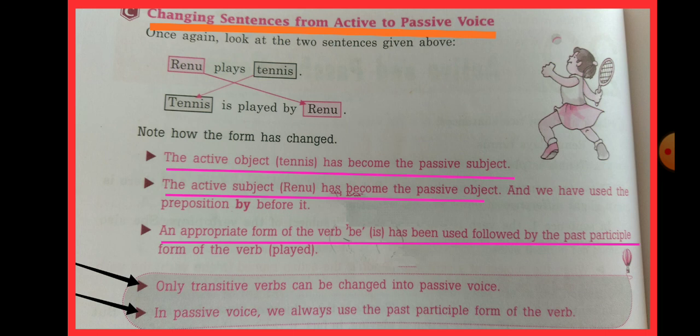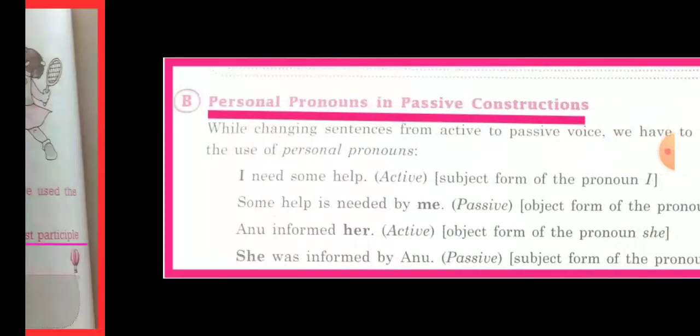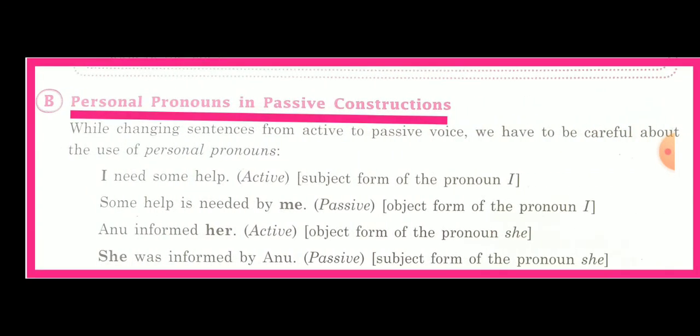So you have to remember that only the sentences in which transitive verbs are used can be changed into passive voice. And in passive voice we always use the past participle, meaning the third form of the verb, along with a helping verb. Now if we have a sentence with a noun, it's very easy to change it into passive. But the difficulty arises when in place of a noun we have a pronoun.